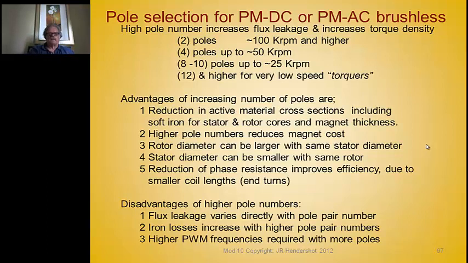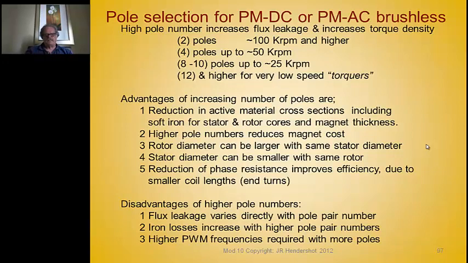So for PM and PM brushless, whether they're DC six-step or AC driven, it's all based on speed. If the motor's going to go 100,000 RPM or higher, or frankly anything higher than 50,000 RPM, you have to use a two-pole machine because the frequencies are just too high for the inverter. This is true for induction motors too, or reluctance synchronous motors, high speed ones. You have to go to two-pole, but with the PM machines, you can go up to 50,000 RPM with four poles. You can go up to 25,000 RPM with 8 or 10 poles. And 12 poles or higher would be low speed, under 1,000 RPM, for applications such as torquers.